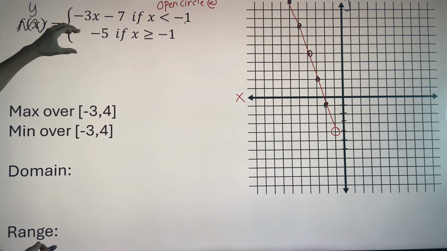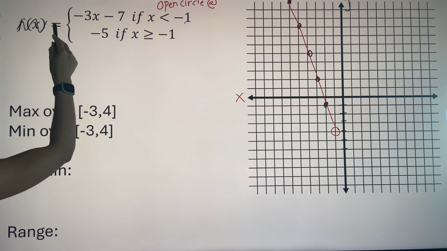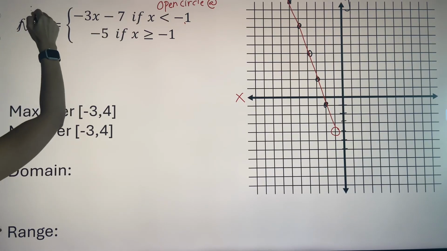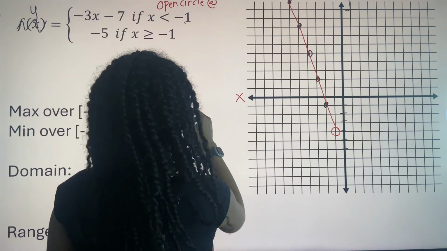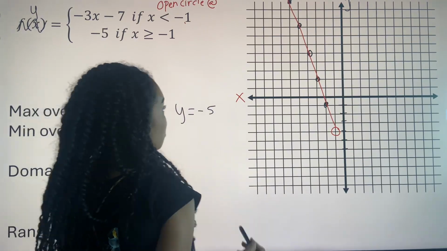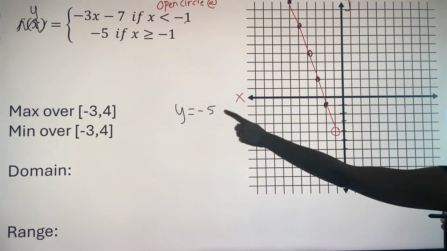Now let's graph the second equation. This is y equals negative 5, okay? That is just going to be a horizontal line. So I'm going to go to the y-axis at negative 5.